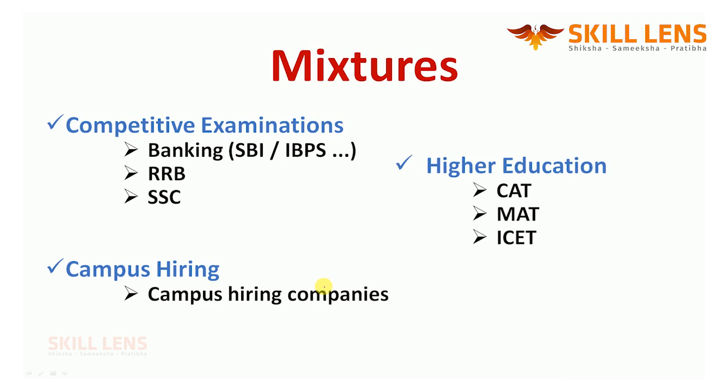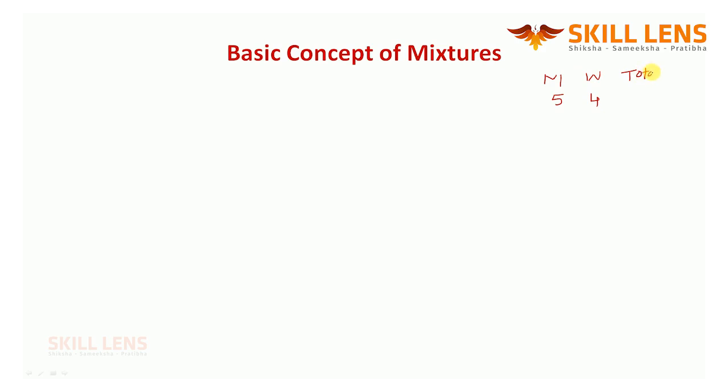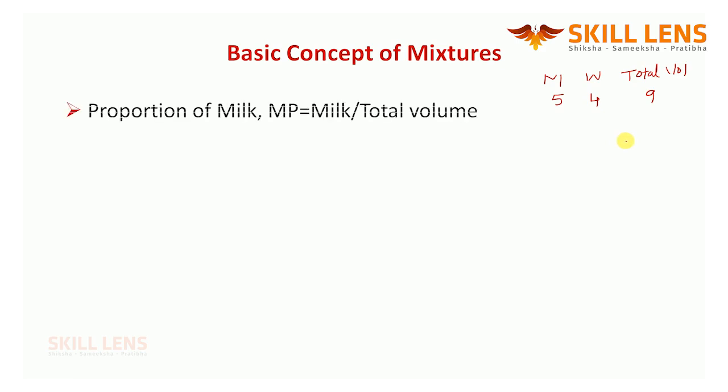Okay. Guys, before getting into the mixtures concept, we need to understand a few basic terminologies. Let's say there is a solution which is having milk and water. Milk is 5 liters and water is 4 liters. So can I say the total volume would be 9 liters? Yes. So here you need to understand a few basic terms.